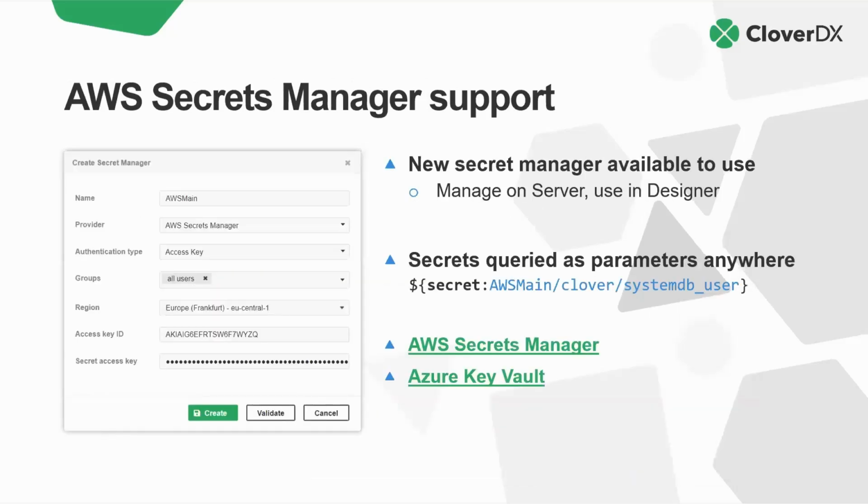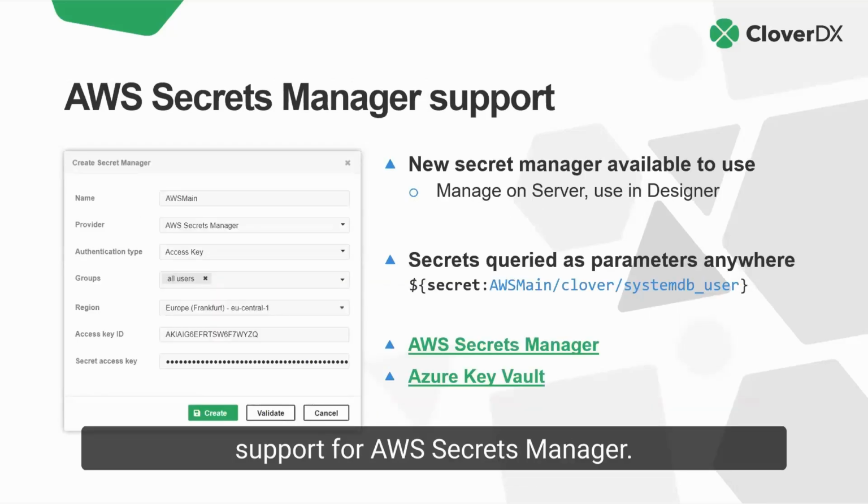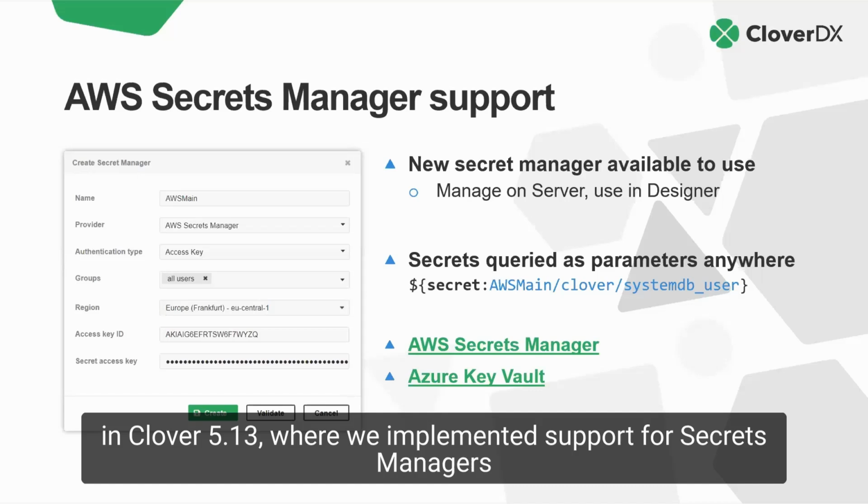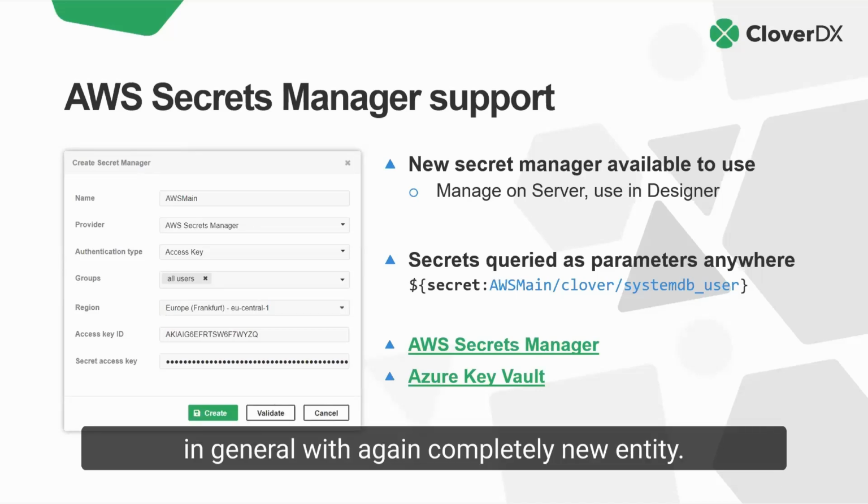Next feature that we implemented was support for AWS Secrets Manager. So this is an extension of what we've done in Clover 5.13, where we implemented support for secrets managers in general, with, again, a completely new entity. We implemented Azure Key Vault as the first one, and AWS Secrets Manager in this version of Clover. It works in pretty much the same way.